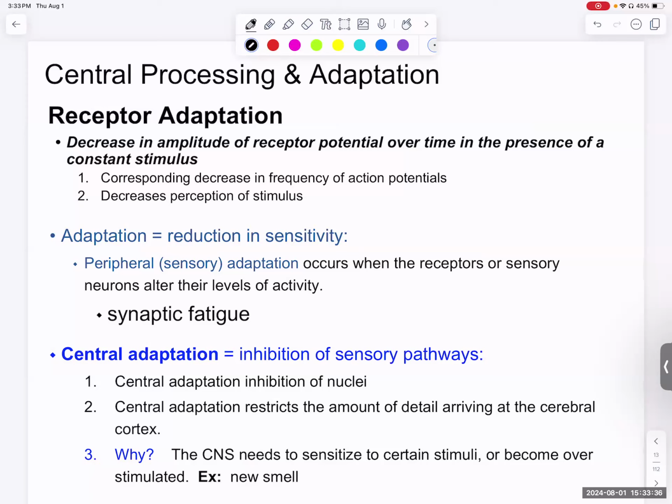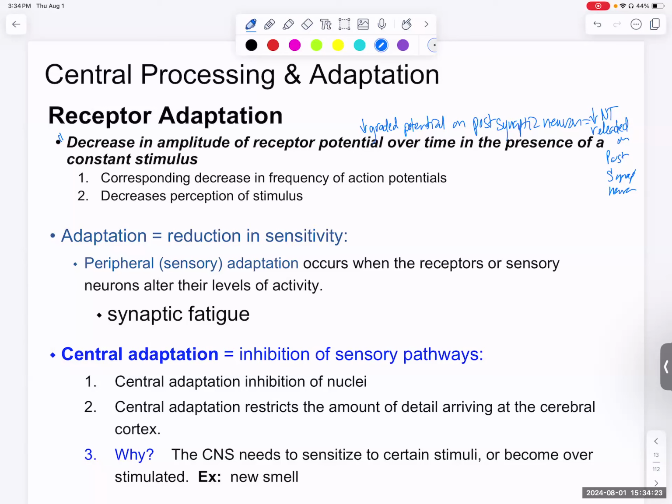A couple of other things I want to mention about receptors. These are general receptors. There's something called receptor adaptation. The definition of that is a decrease in the amplitude of the receptor potential, meaning it decreases the graded potential on the postsynaptic neuron. And what does that mean? It means decreased neurotransmitter released onto the postsynaptic neuron.